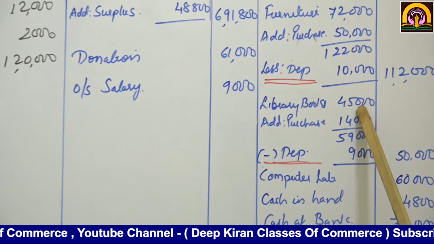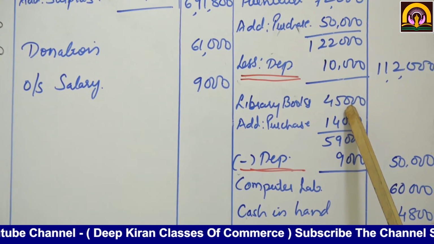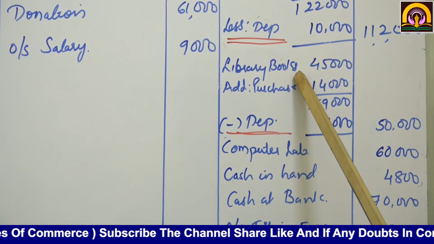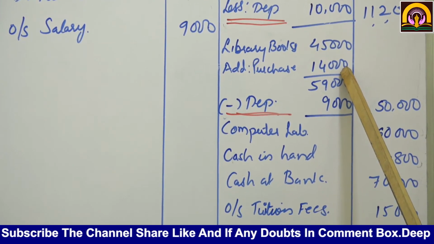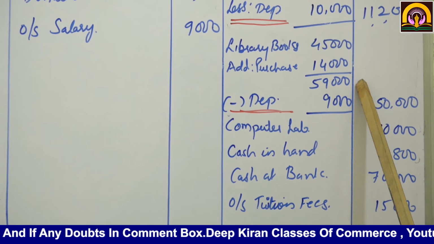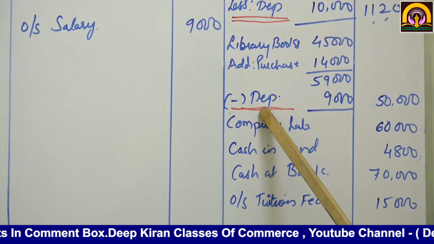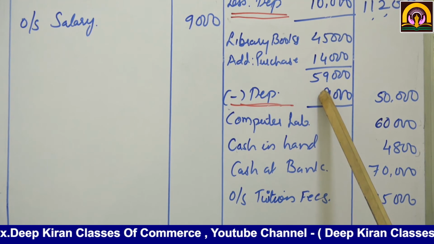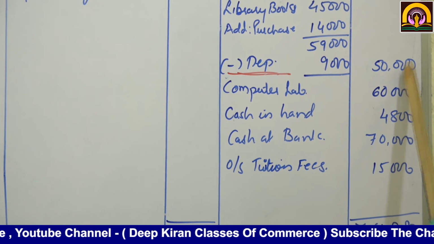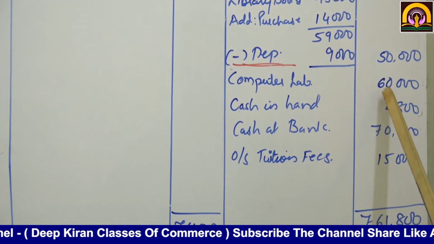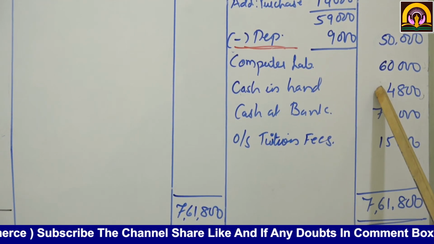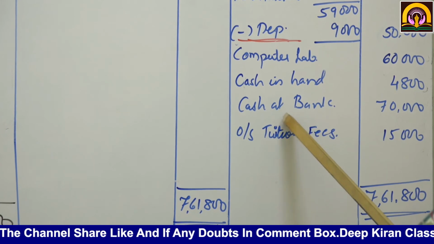Library books, as per the opening balance sheet, 45,000. Then on the receipts and payments side, there are library books, that is new purchases, 14,000. So total is 59,000. Now the depreciation amount of library books is given to you as 9,000. So 9,000 minus, outer column 50,000. There is a computer lab of rupees 60,000. Okay, then cash in hand closing balance 4,800.